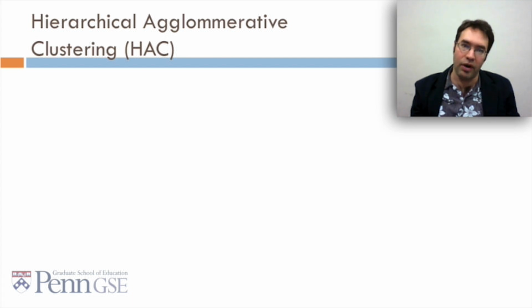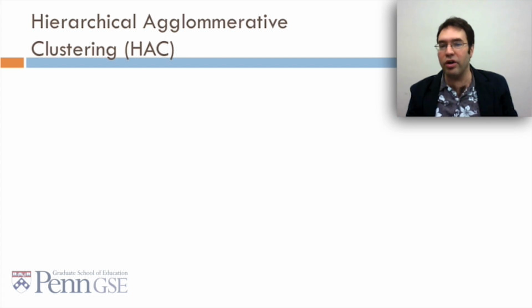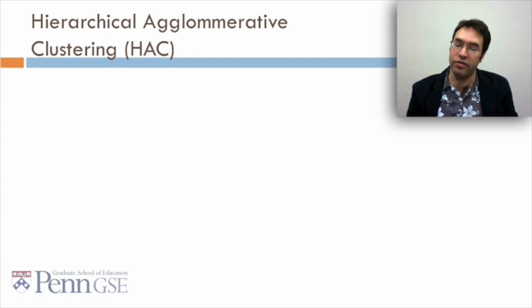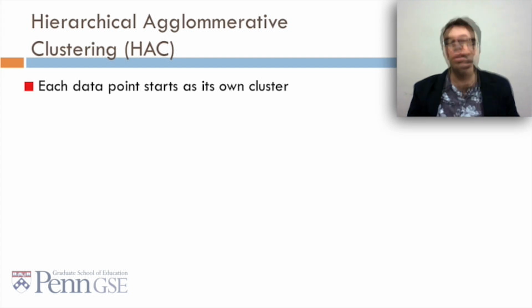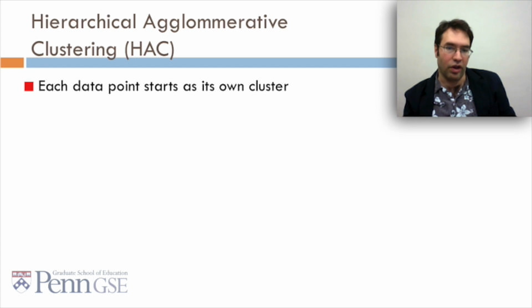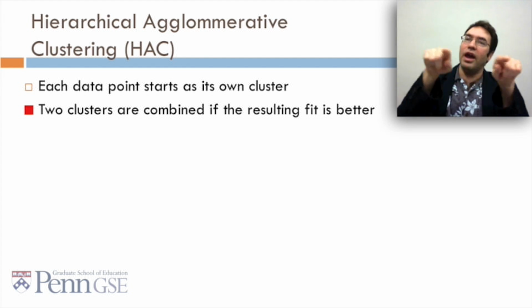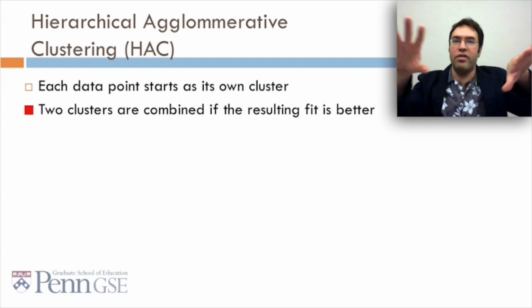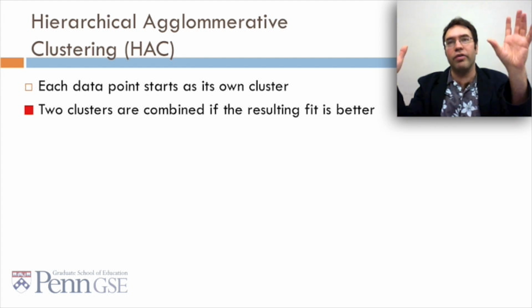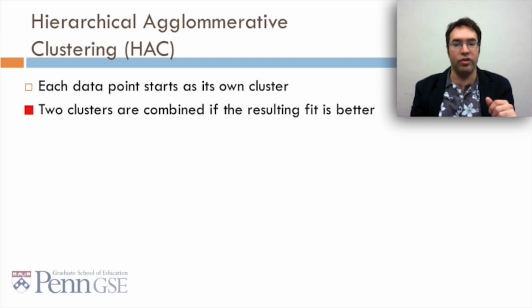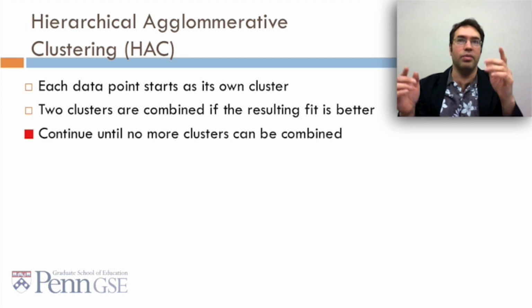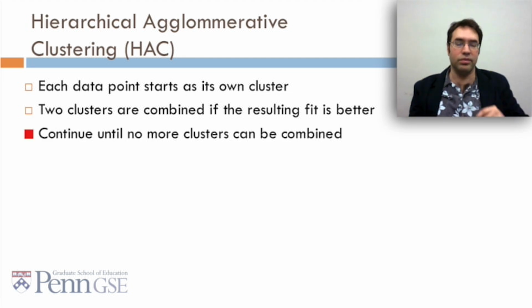The most common type of hierarchical clustering is hierarchical agglomerative clustering, also called HAC clustering, or my personal favorite, HAC clustering. So each data point starts as its own cluster. And then from that set of clusters, you repeatedly try to find the best way to combine any two clusters, whether they have 1 point in them or 70 points. And you do that over and over again, combining the best two clusters, until finally no more clusters can be combined because you only have one group.